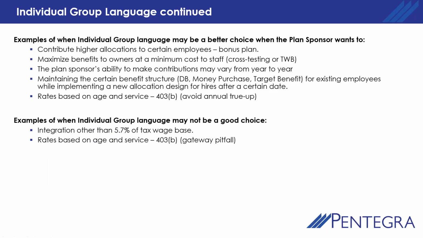So here's a couple examples where individual group can be really powerful. Again, like I just explained, you can do higher allocations to owners. I've commonly seen where employers will want to give employees a bonus at the end of the year, and they give them the opportunity to either take that bonus and put it into the retirement plan, or take it as, you know, a cash payment.